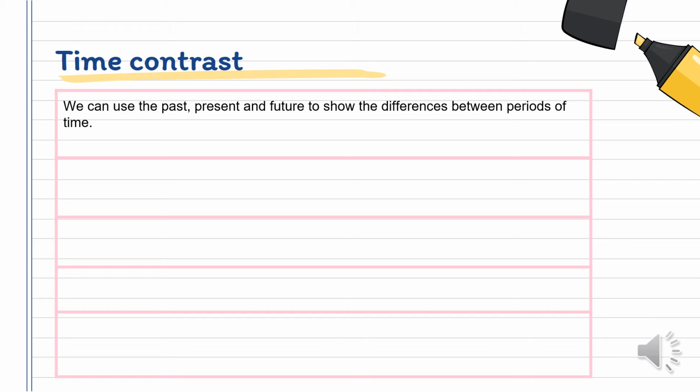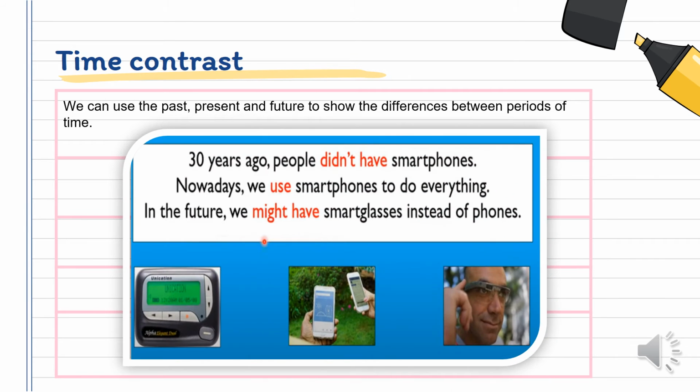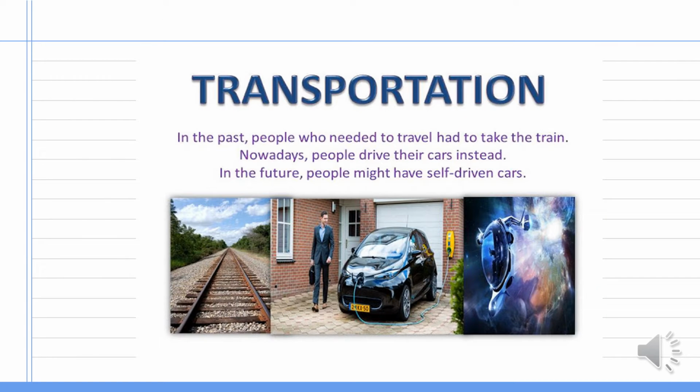Remember, we can use the past, present, and future to show the difference between periods of time. Here we have some examples. 30 years ago, people didn't have smartphones. Nowadays, we use a smartphone to do everything. In the future, we might have smart glasses instead of phones.